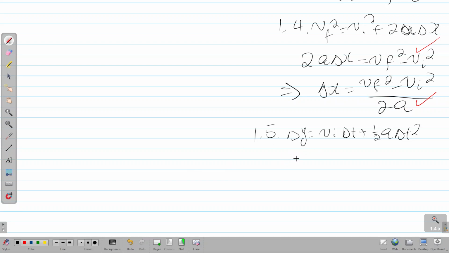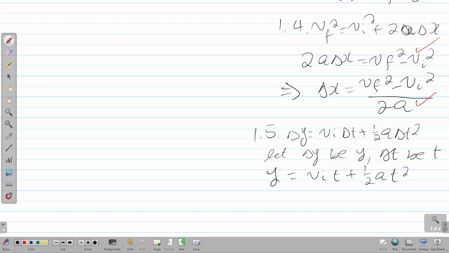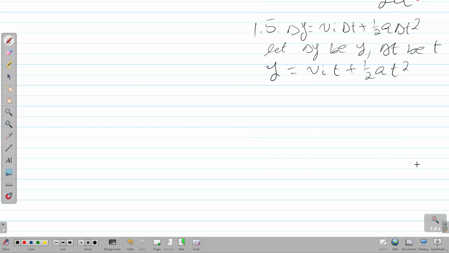Before I proceed, I want to make my variables a little bit simple when I manipulate. Don't want to be writing the deltas. So I'll let delta y just be y, and delta t be t. So then I have y is equal to v initial t plus half a t squared. Okay, so then I want to solve for t.